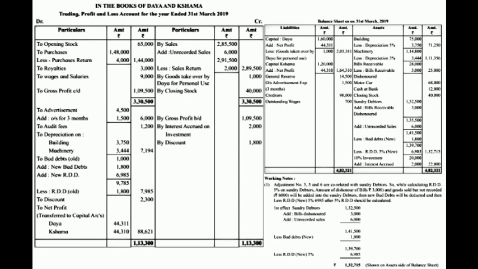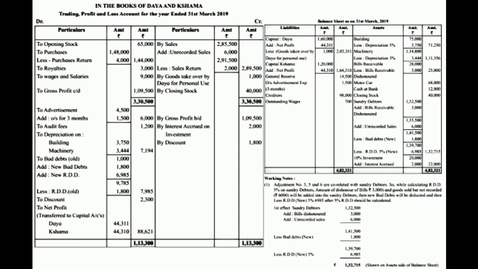Now we will have the fourth adjustment, that is goods worth rupees 1,000 taken by Daya for personal use was not entered in the books of account. So over here goods is going out from the company. So always we have adjustment for goods. It will always appear in trading account credit side, and it is withdrawn by the Daya. Daya is the owner, that is your capital.